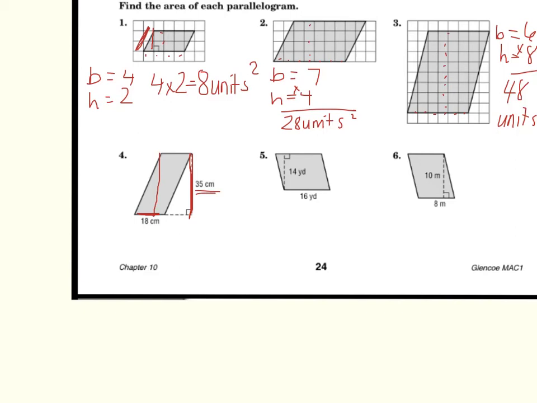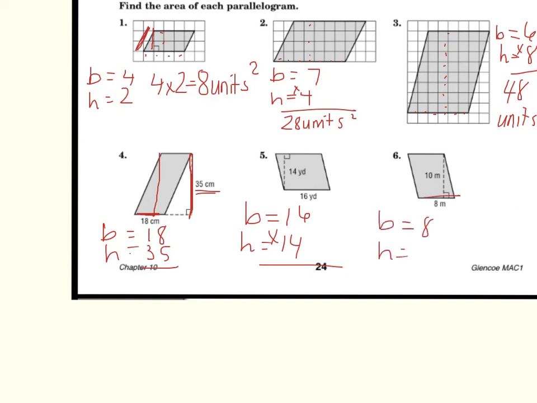Okay, now you're going to do these on your own. The base is 18, the height is 35. You do that. Number 5, what's the base? 16, the height is 14. Okay, you can do that. Make sure you properly label it. And then number 6, the base is 8, the height is 10.